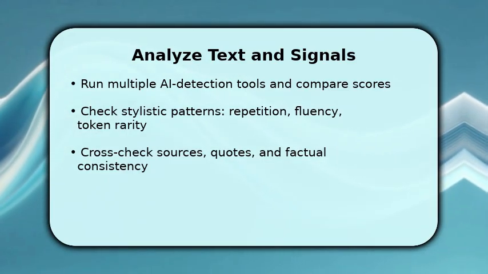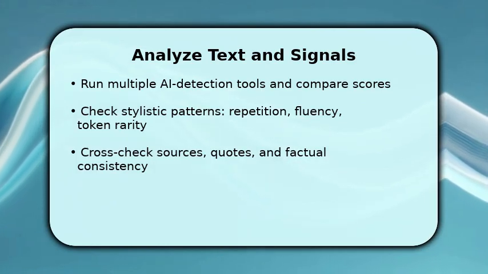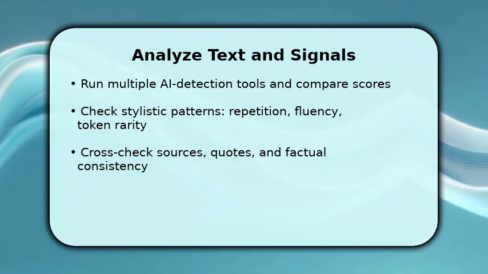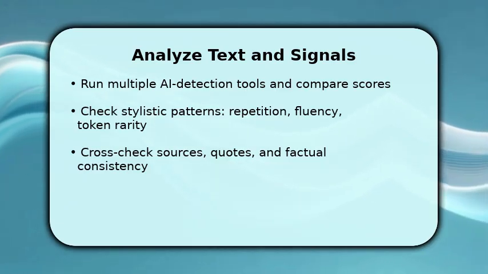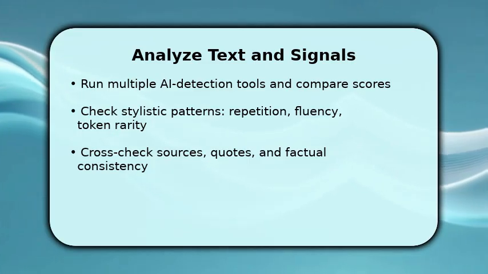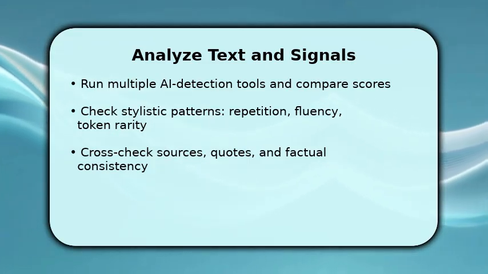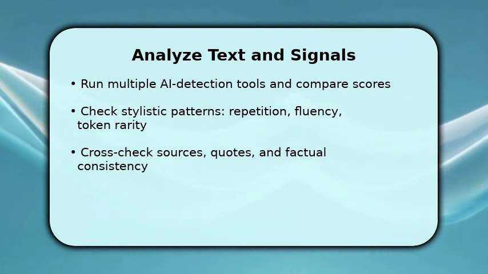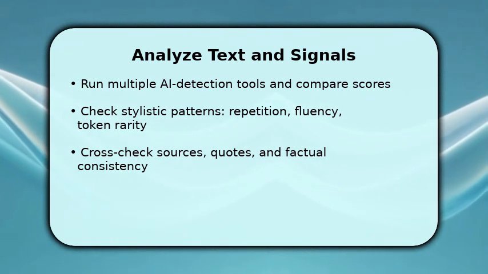Disagreement is informative. Then scan for stylistic signals, unnatural repetition, overly fluent phrasing, inconsistent token rarity, because models tend to prefer safe, generic wording. Also verify factual claims and quoted sources against original references. If facts are fabricated or citations are mismatched, that increases the likelihood.